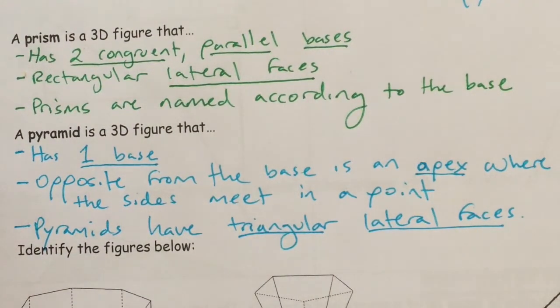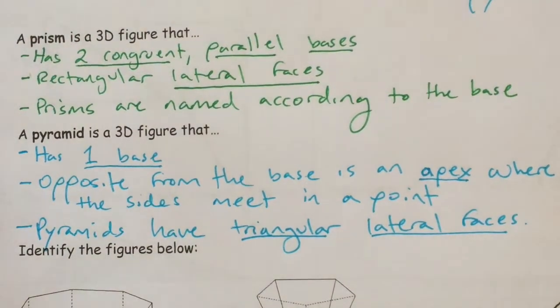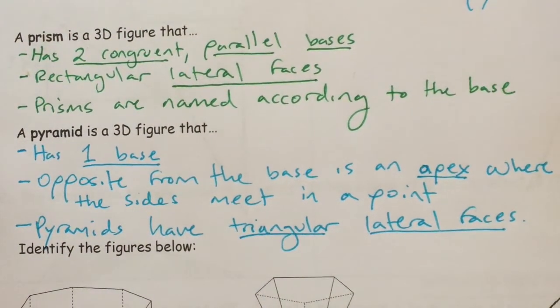before you're done, go ahead and look at the 3 figures below. Identify them. What are they? Are they prisms or pyramids? And then what is their specific name? Pause the video and identify them, and then check your answers with me.